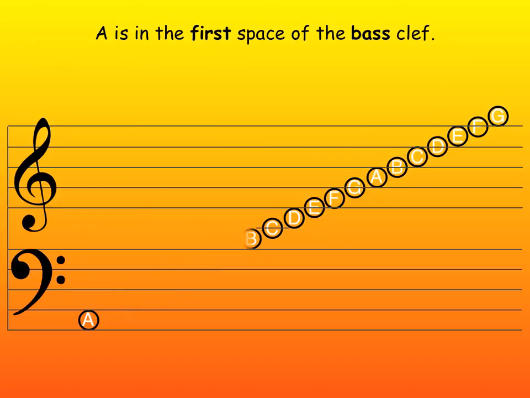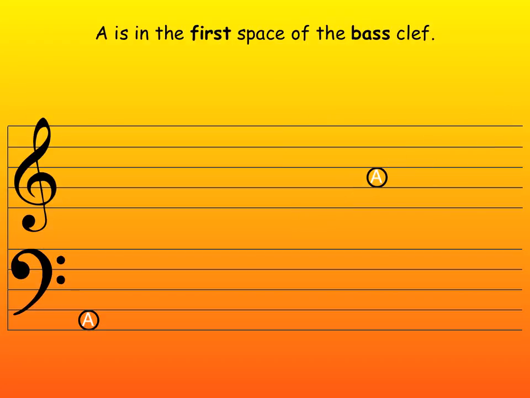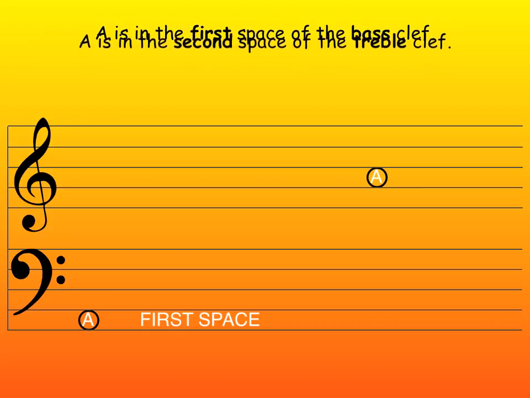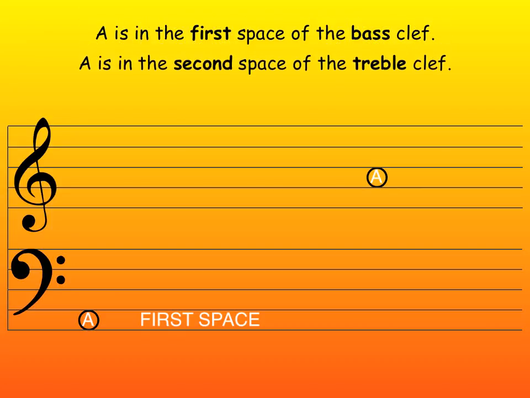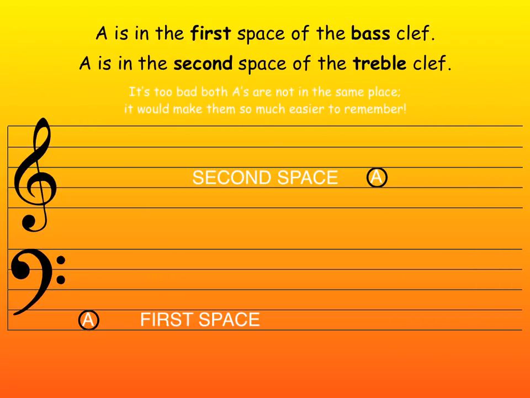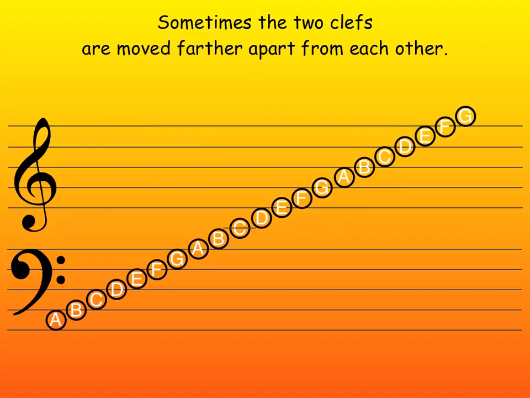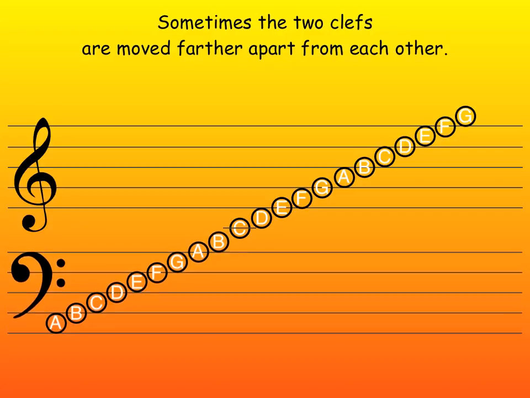A is the first space of the bass clef, and A is in the second space of the treble clef. Too bad both A's are not in the same place. It would make them so much easier to remember. Oh well. Sometimes the two clefs are moved farther apart from each other.